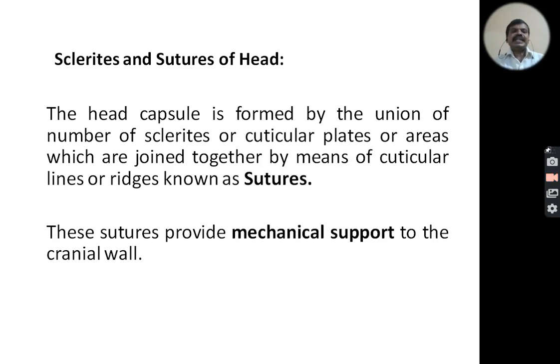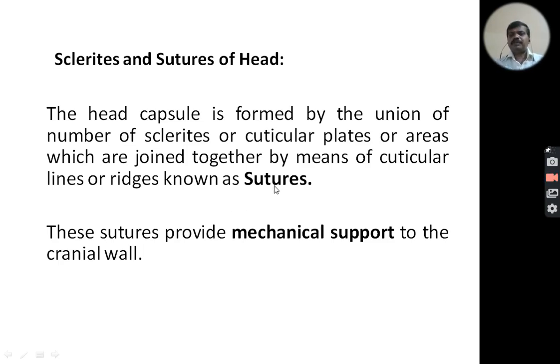The next topic is sclerites and sutures of the head. Sclerites are irregular plate-like chitinous structures present on the head. The head capsule is formed by the union of a number of sclerites. Sclerites refer to the cuticular plates or areas which are joined together. They are irregular plate-like, hard chitinized structures, joined together by means of lines or ridges. These are known as sutures.